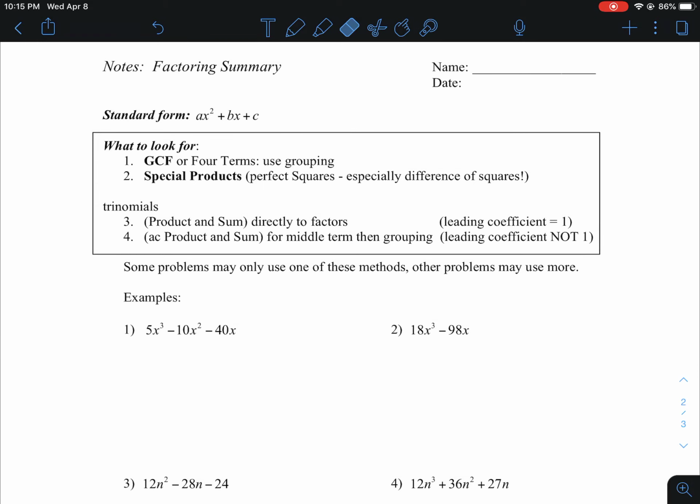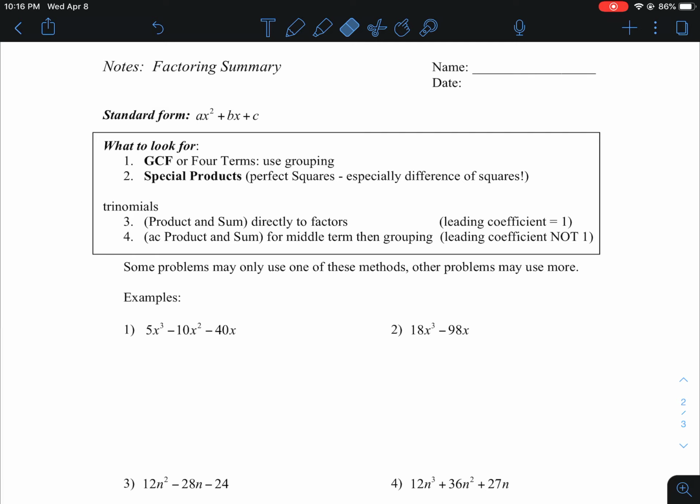Alrighty, so today we're just going to take some time summarizing factoring. We've learned a lot of different methods, and so we're going to look at problems that incorporate all of them and figure out, hey, when should I use which strategy?